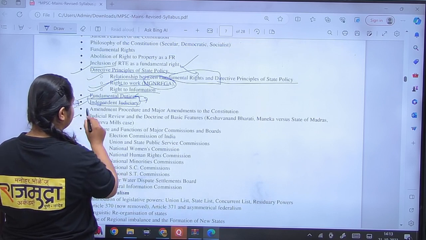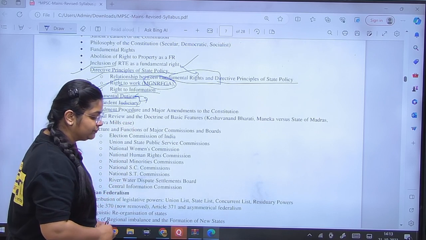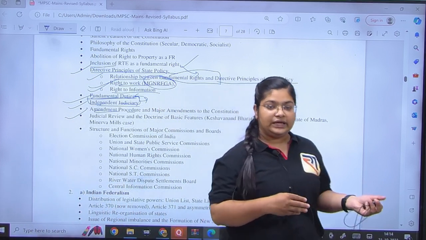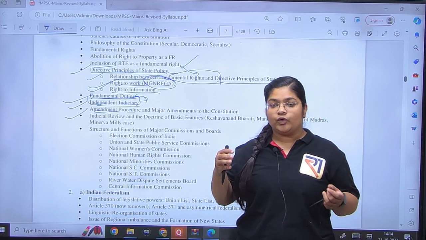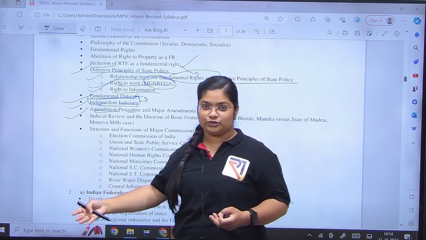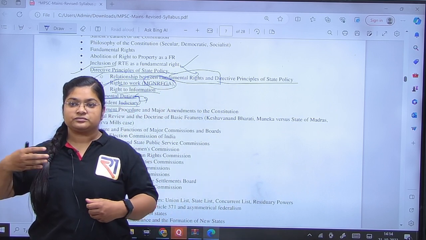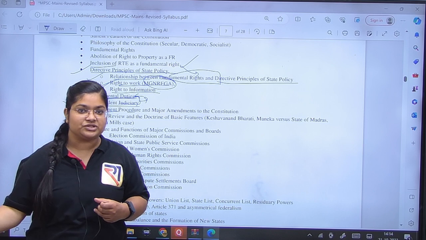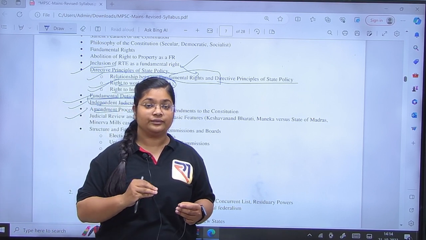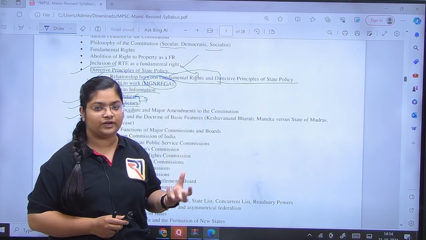The third point of our syllabus is amendment procedure and major amendments to the constitution. So what are amendments? Whenever any constitution is made, we can't guarantee that in the course of time it will not change, or that it will be relevant every year or for the upcoming generations. So we need to change a little bit of it.